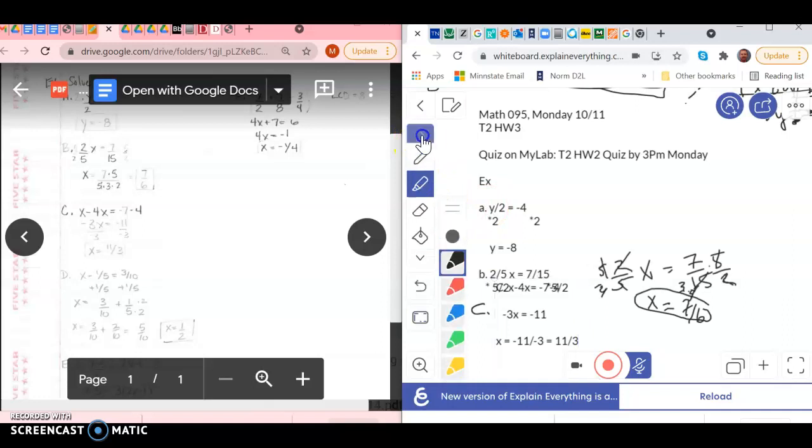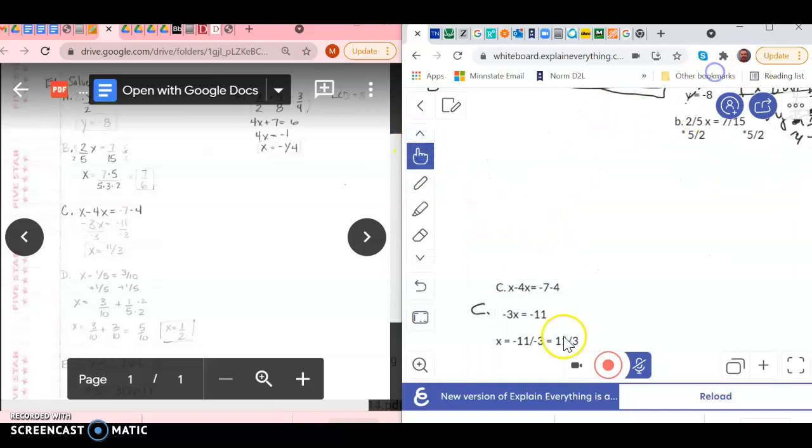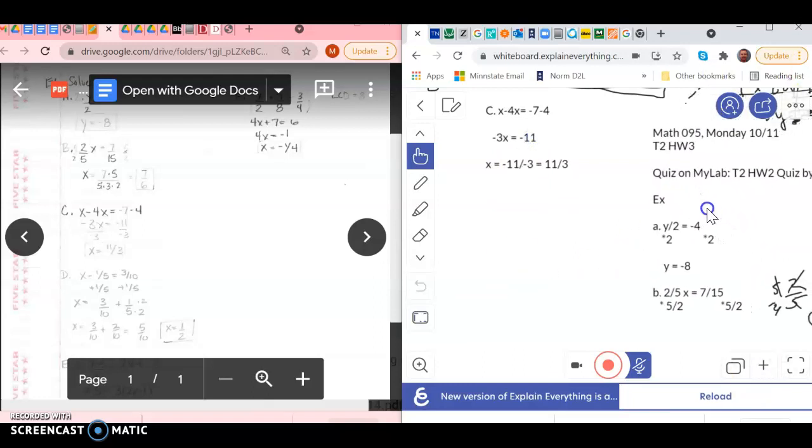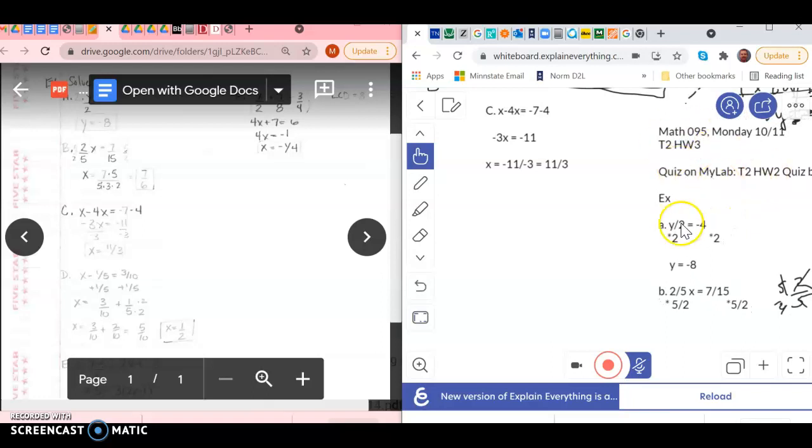Move some things around. Make some more room here. It's going to help me remember what's going on.